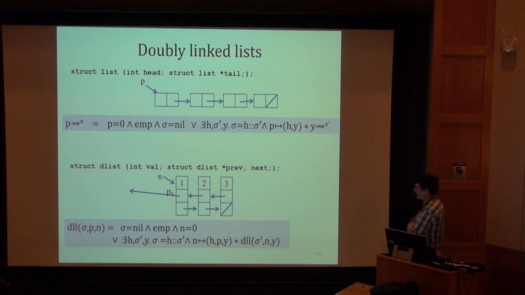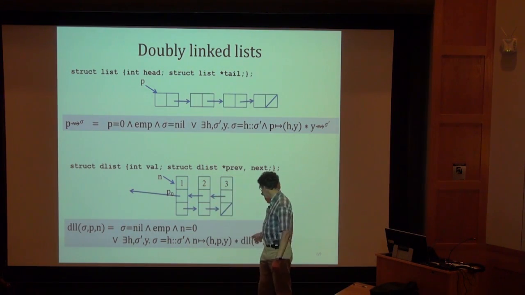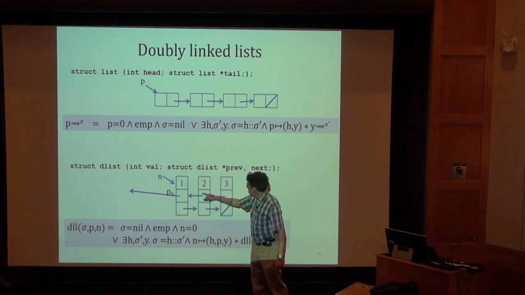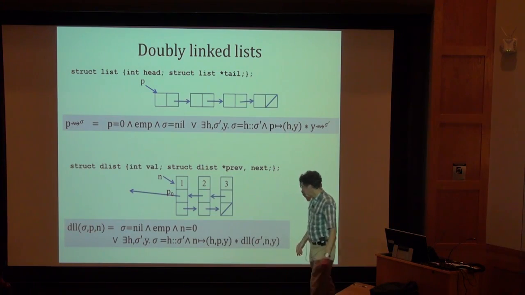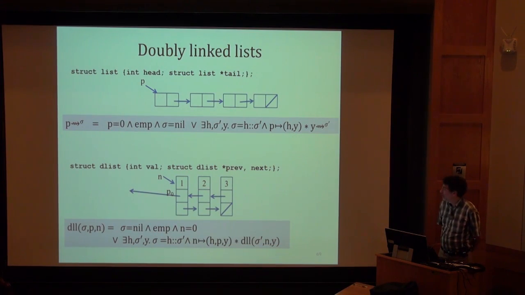So the rest of the list has a back pointer pointing at this object here. So the back pointer n of the rest of the doubly linked list is sitting right here pointing back at this object. So in general, it's just not that difficult to represent data structures.